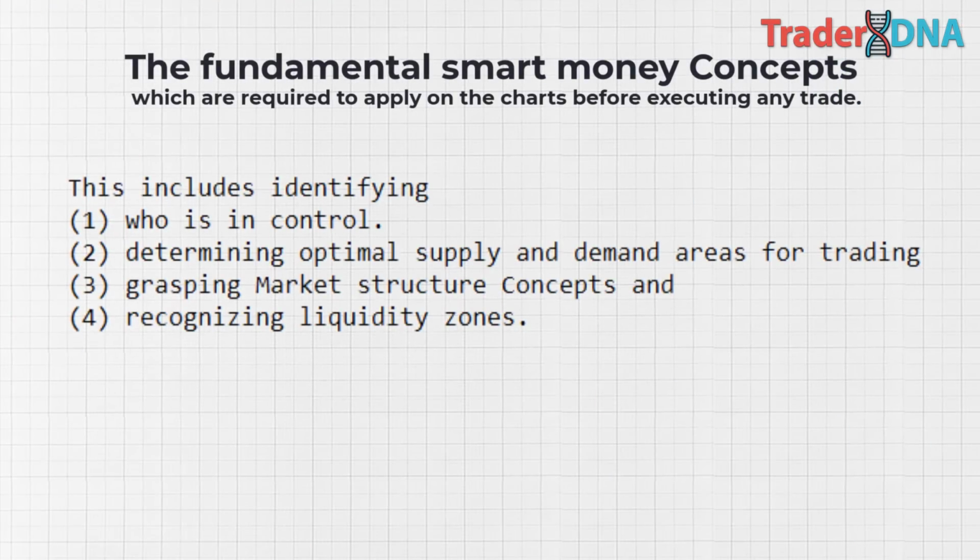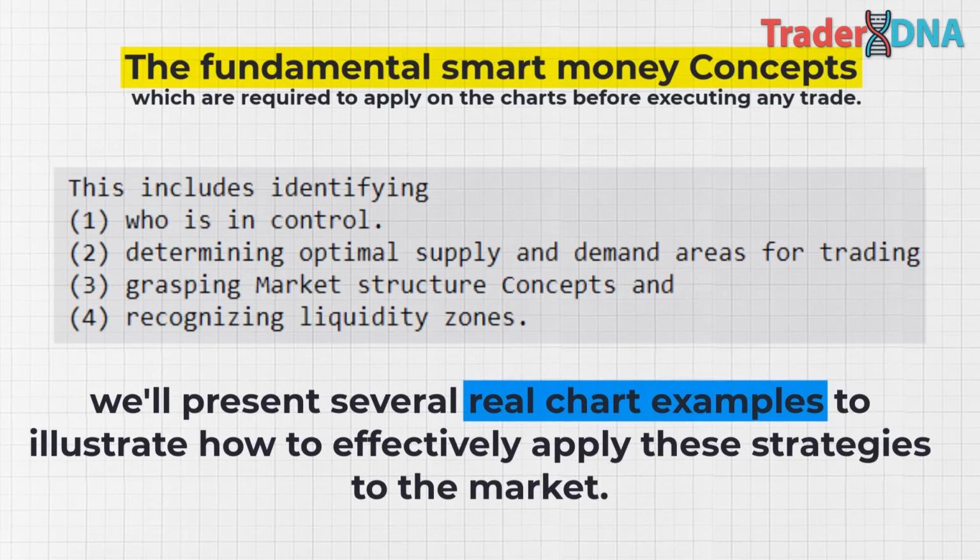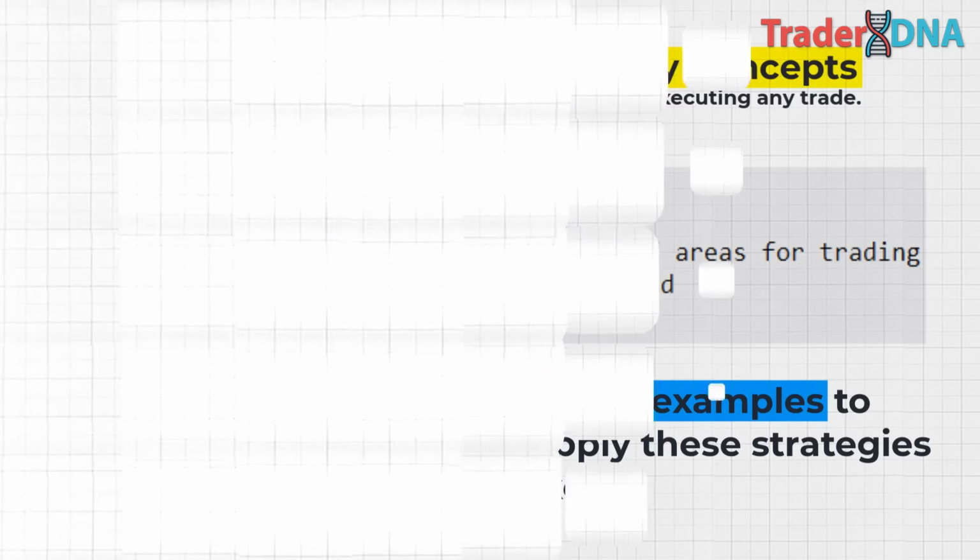This involves identifying who is in control, determining optimal supply and demand areas for trading, understanding market structure concepts, and recognizing liquidity zones. Next, we'll provide a step-by-step explanation of 3 outstanding smart money trading setups, complete with their corresponding rules. Finally, we'll present several real chart examples to effectively apply these strategies to the market. So let's start with the basics of smart money concepts.